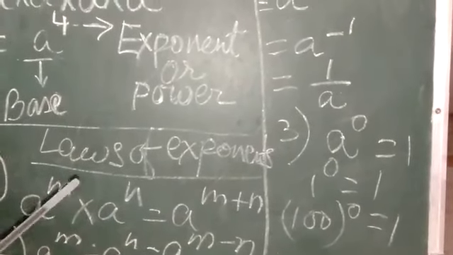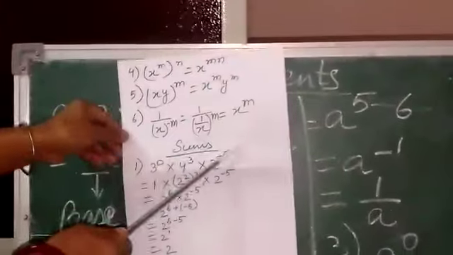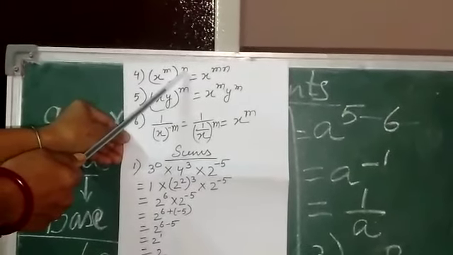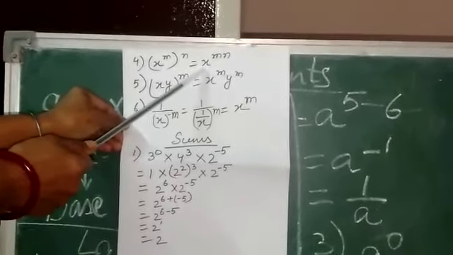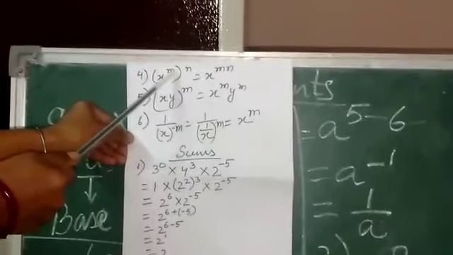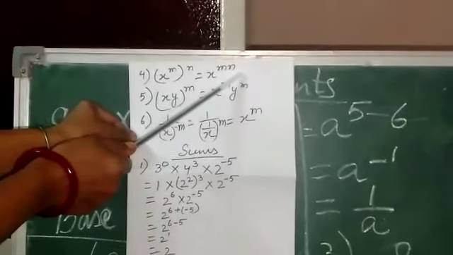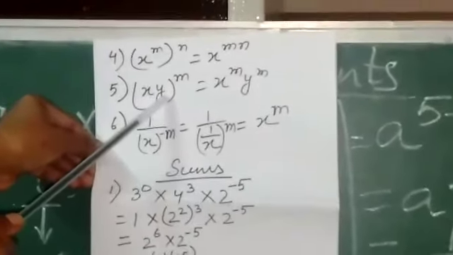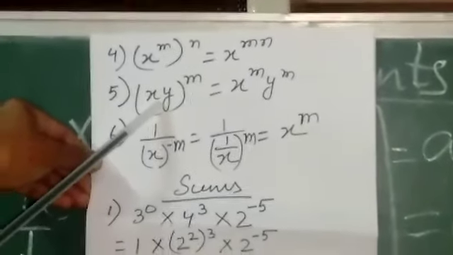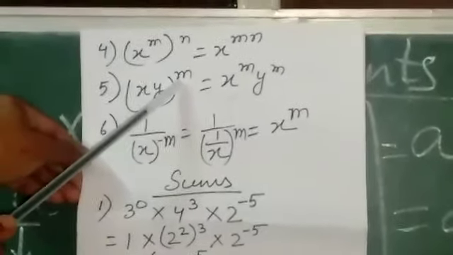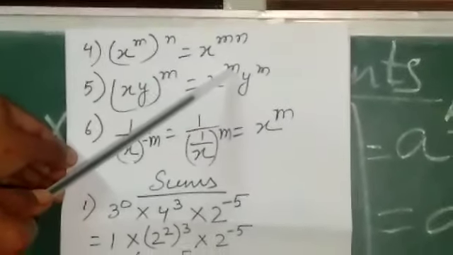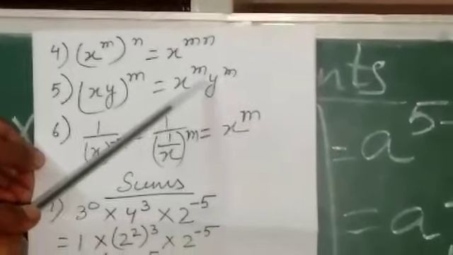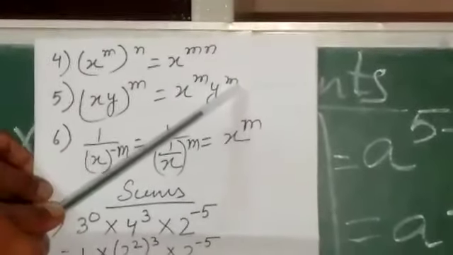Now let us move to some other laws. Our next law: x to the power m whole to the power n can be written as x to the power m into n. That means the powers can be multiplied. The next law: if we have two different bases with a multiplication sign, x y whole to the power m, that can be written as x to the power m, y to the power m. The bases can separately get their powers.